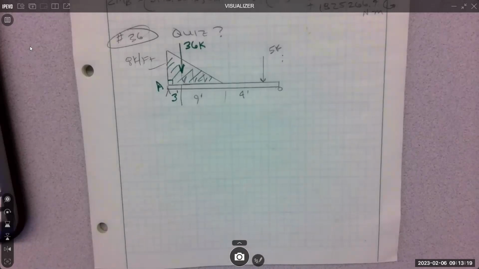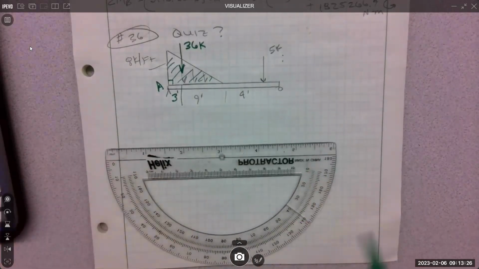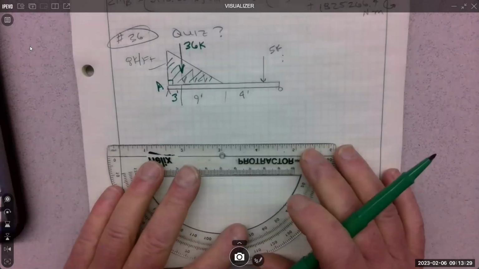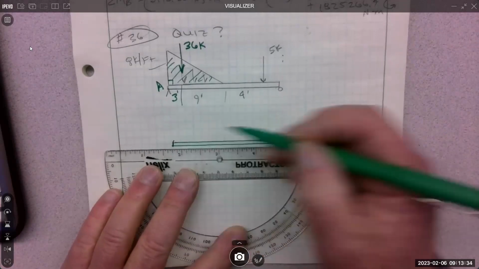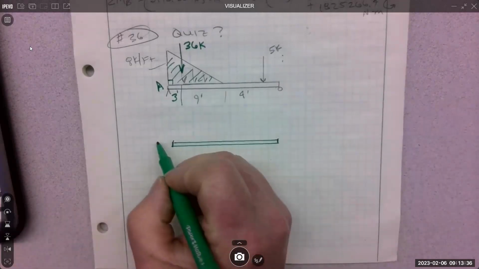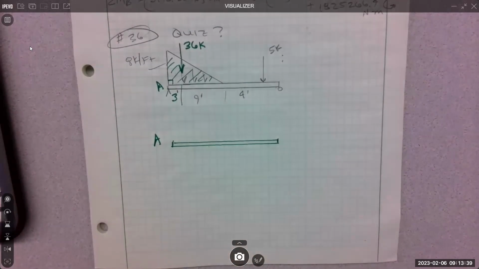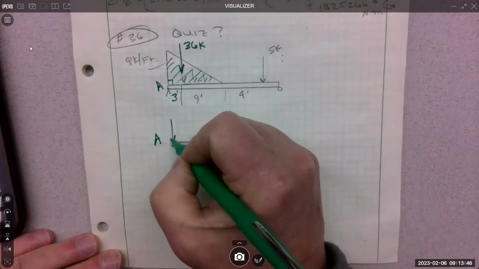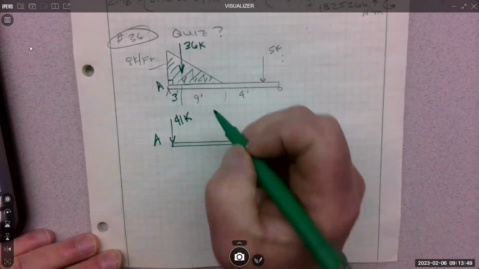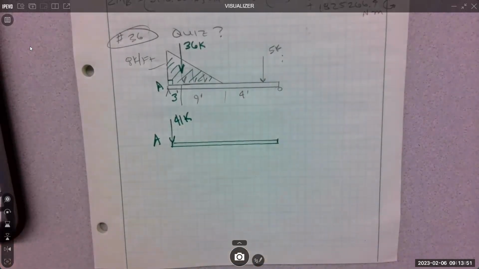Once you have it concentrated, if you want to know the resultant, you move everything to one spot. Where do you want to move it? Sure, why not? We seem to be a very left to right country. Point A. So all the vertical forces, add them up. 36 plus 5, 41K. Are there any X forces? No. That's a good thing, right?